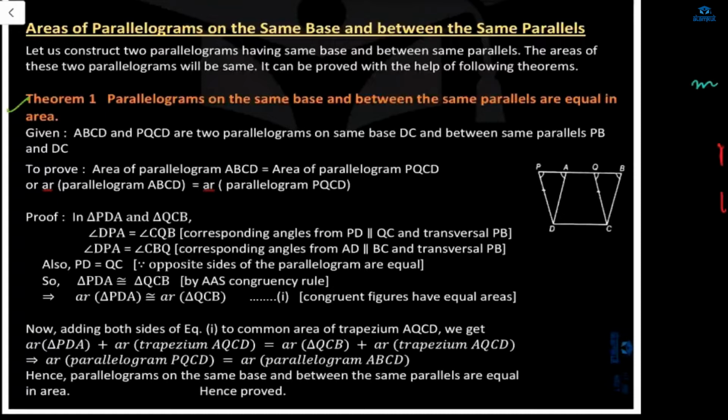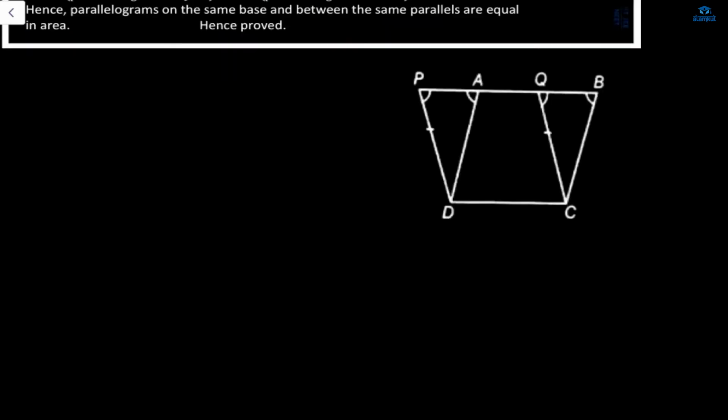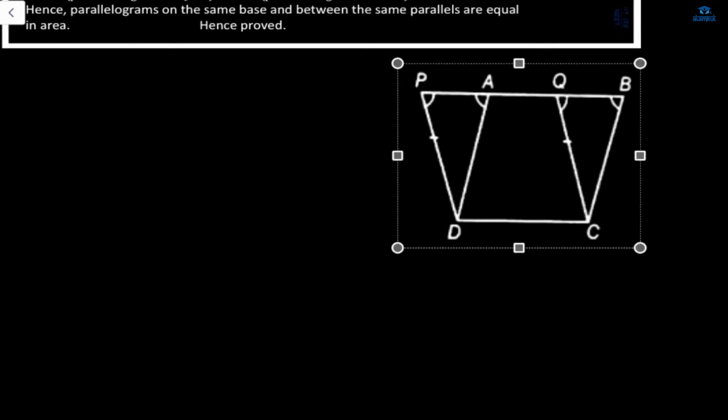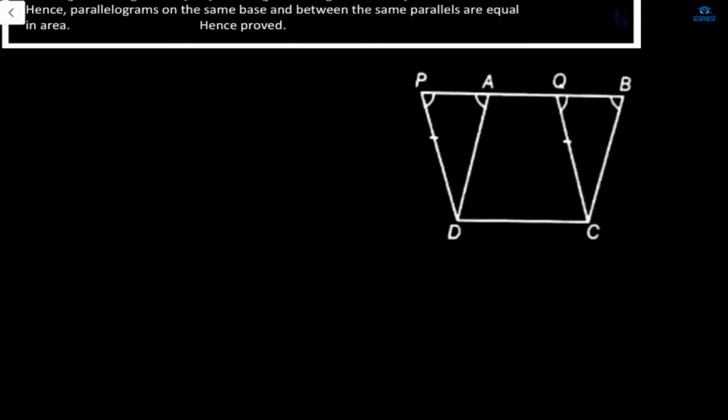You can see here in the diagram that the base is the same, that is DC. The parallel lines are DC and PB; DC is parallel to PB. And you can see all the vertices opposite to DC are lying on the same parallel line. Understood? What are the two parallelograms that you see in this diagram? Let me copy it and make it larger. One is PQCD, this one, and another is this one. These are the two parallelograms here.